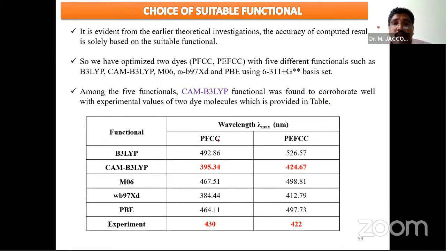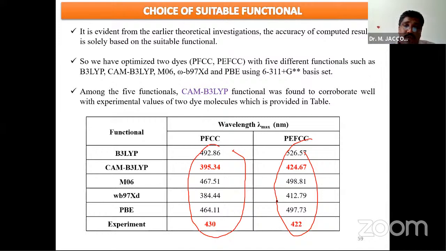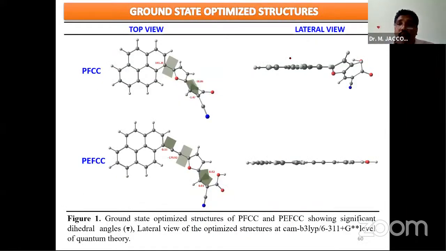Okay. Then the first ever step, as I told you, I have benchmarked with the experimental data, where I have used many levels and tried to corroborate with the experimental data, and whichever functional is closer to the experiment, I have taken that functional in order to calculate the remaining properties. And then you can see here the molecular geometry.